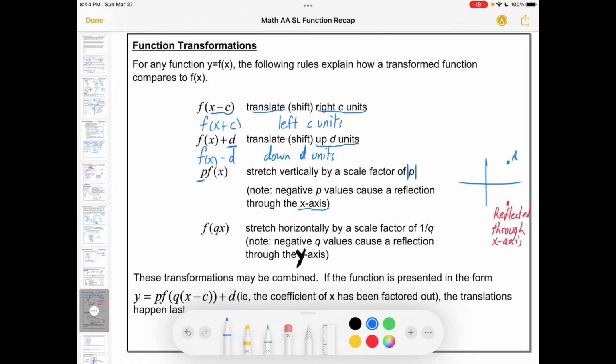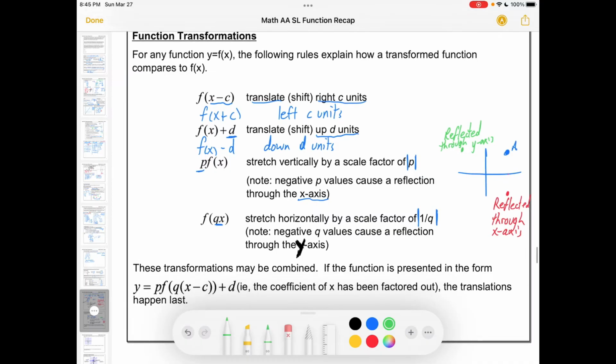Now let's suppose we have f times something multiplied by x, so q of x. That's going to stretch it horizontally by a scale factor of not q, but of 1 over q, the reciprocal of q. And that's annoying. And again, like I said, the horizontal transformations are annoying. They're less intuitive. A negative q value causes a reflection through the y-axis. So if I took that A point, again, and I just reflected it through the y-axis, that would not change its height, but it would change its position left to right.